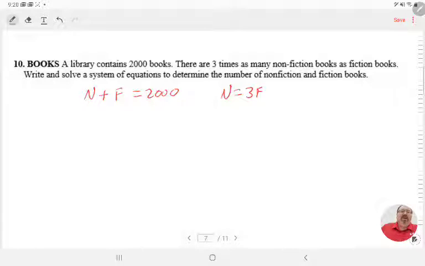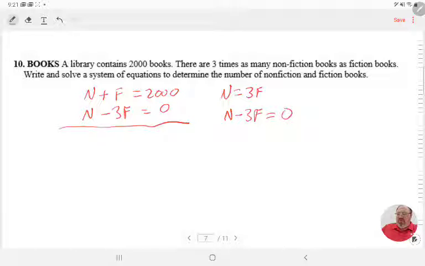We could subtract 3F from both sides and get N minus 3F equals 0. And so then we could bring that over here, and we could say N minus 3F equals 0. So we take a look at this and we decide which way would be the best way to do this. We're trying to determine both the fiction and the nonfiction books. So the best that I would do is do subtraction, because that would subtract out the nonfiction books.